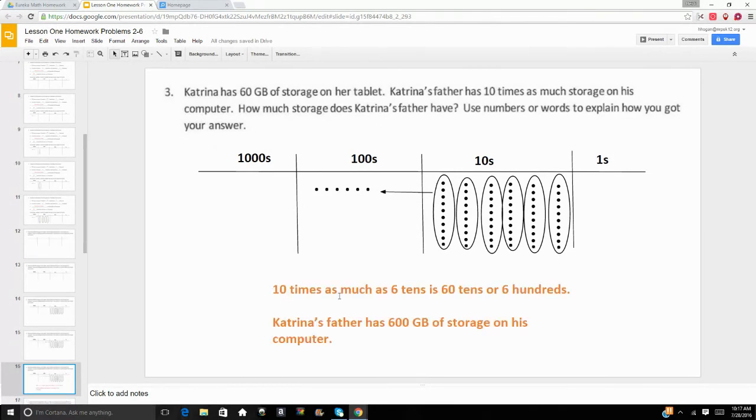So 10 times as much as 6 tens, because that's 6 tens, is 60 tens, 10, 20, 30, 40, 50, 60, or 600s. So Katrina's father has 600 gigabytes of storage on his computer. Because if we move over 1, 60 tens turns into 600.